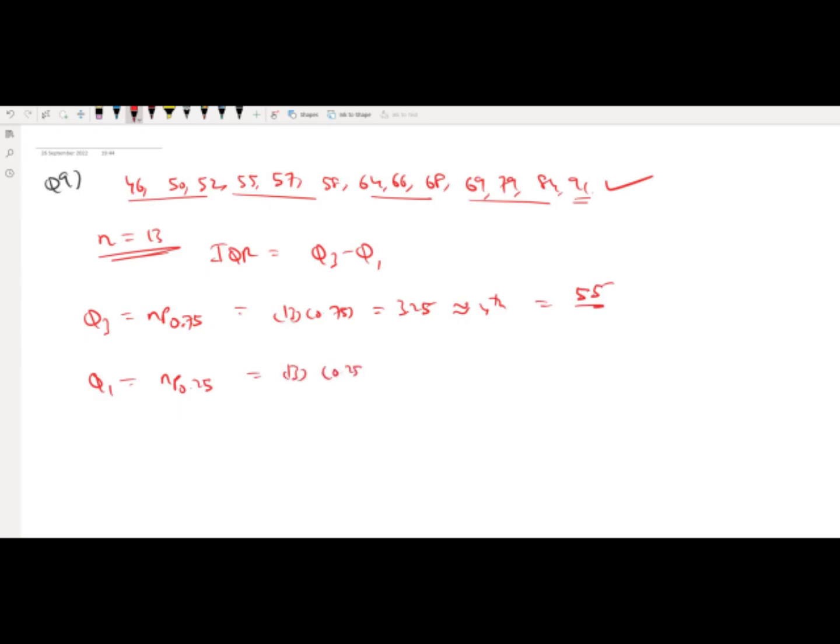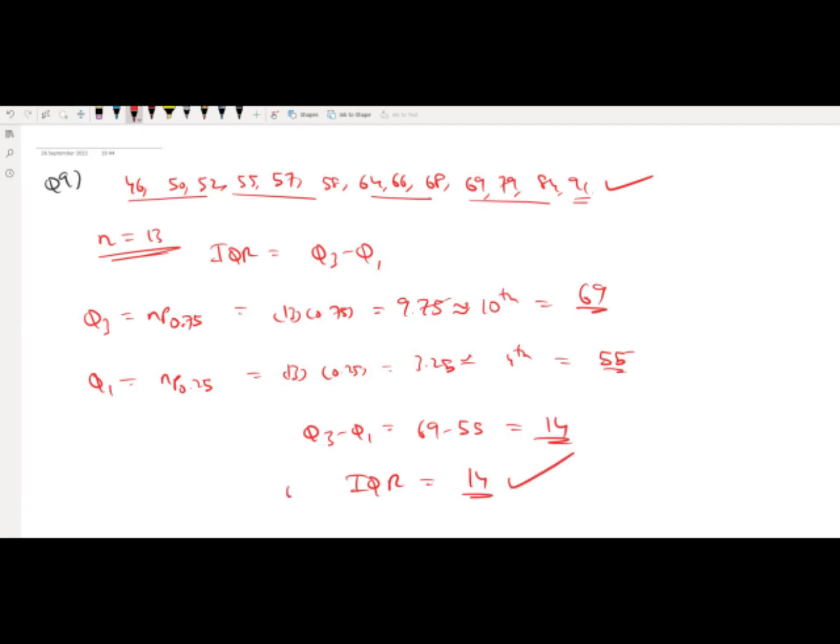13 into 0.25, right? Sorry, this is not this. Q3 is 9.75 rather. Our 9.75 is our 10th term, and here our 10th term is 69, and Q1 is 3.25, which can be written as the fourth term, and the fourth term in our series is 55. So Q3 minus Q1 is 69 minus 55, which is 14. Therefore, our IQR is 14.